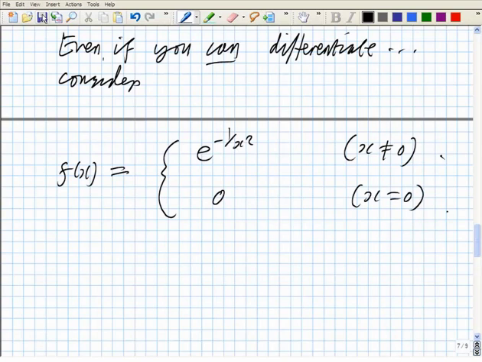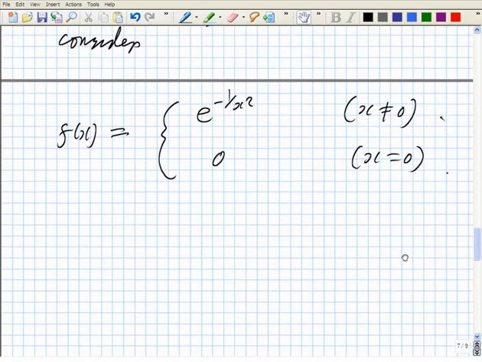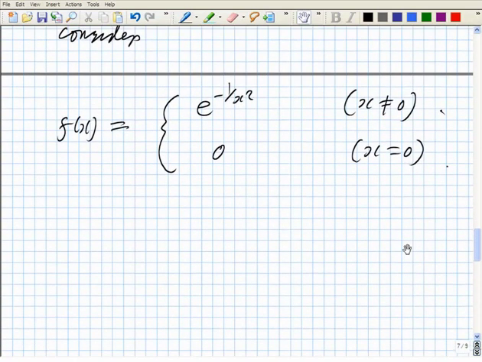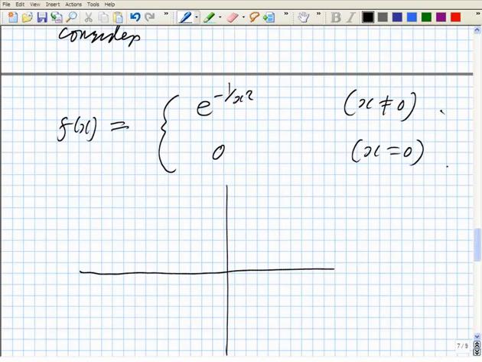You can't actually evaluate e to the minus 1 over x squared directly when x equals 0, but if you have a sketch of what this function does near the origin, and I'll leave it to you to think about what this function does away from the origin, when x gets very big, it's not a very interesting function. The strange behavior happens near the origin.